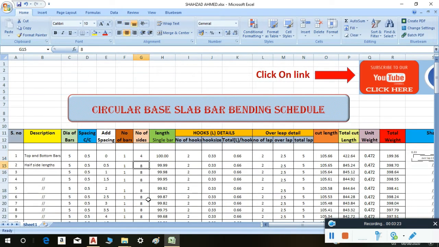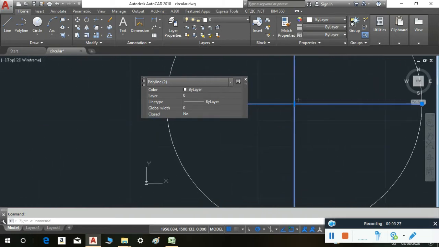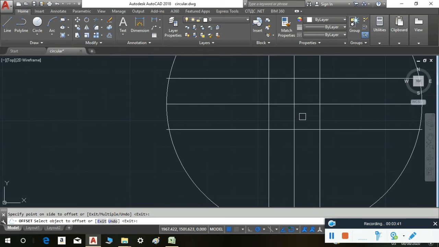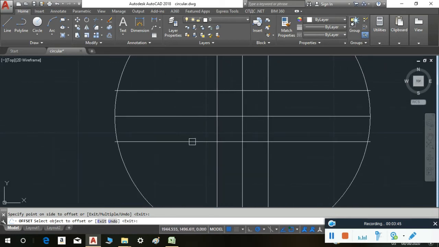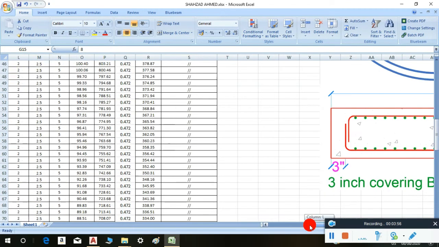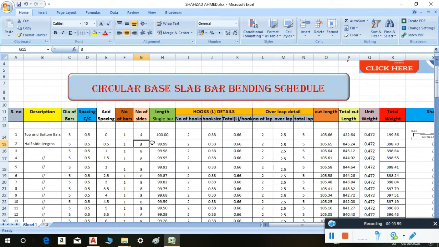This is 8 sides. If we take an offset here, for example 10 feet, these are 4 bars on top and 4 bars on the bottom. Here is the bottom. This is 4 plus 4 equals 8 sides. And the main important thing here is the 100 feet dia, for which we use a formula. First we understand this spacing, how to add this spacing, and how to use the formula.